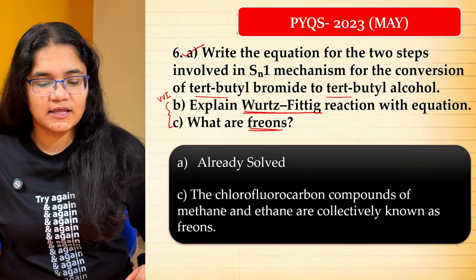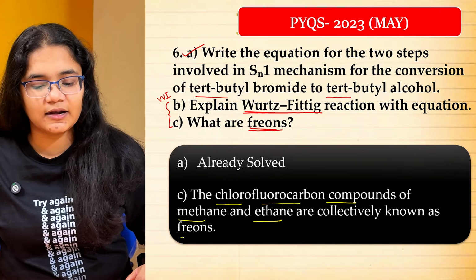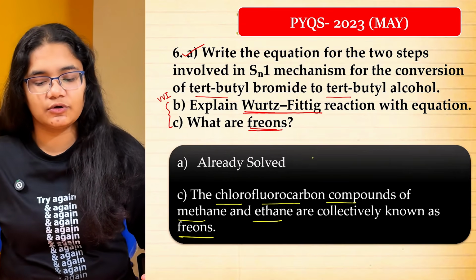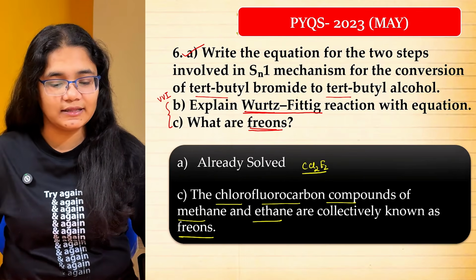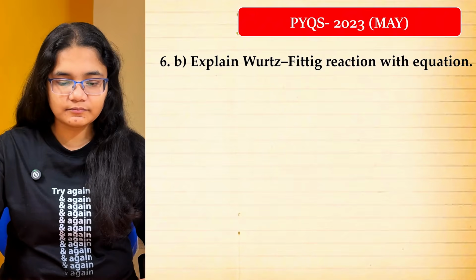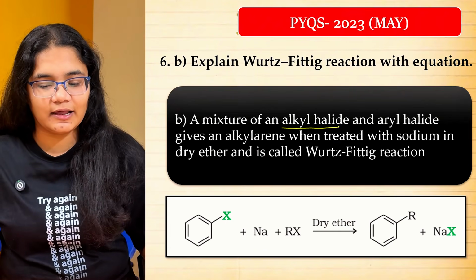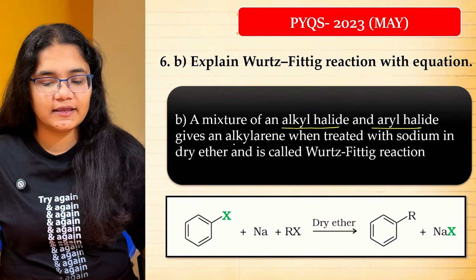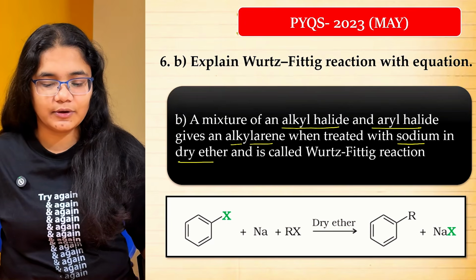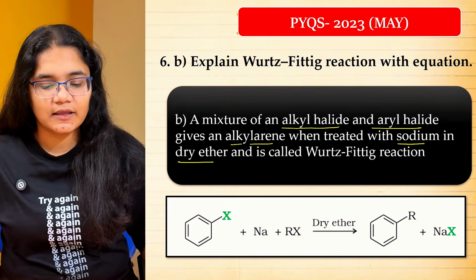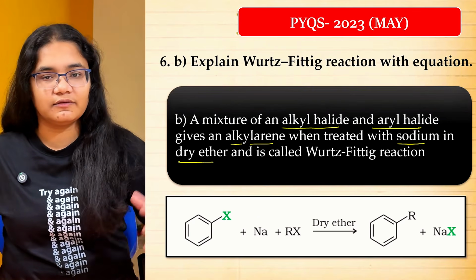What are freons? The chlorofluorocarbon compounds of methane and ethane are collectively called freons. For example, CCl2F2. Now let's do the B part, that is the Wurtz-Fittig reaction. When you take one alkyl halide and one aryl halide, they give you an alkyl arene in presence of sodium and dry ether. You can write the reaction as an example. Here you can take anything for X and anything for R, so it will be more clear.